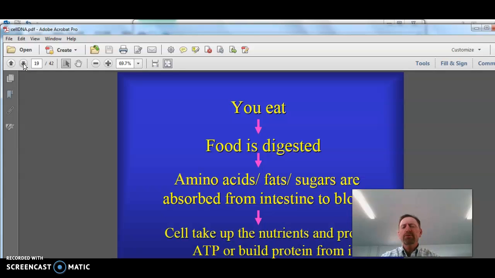Just to break down, some of you like to see it. We eat, we digest, we get amino acids, fats, sugars, and we absorb them into the bloodstream. Obviously, the amino acids we're going to use in protein synthesis. Obviously, the fats and sugars are going to be broken down into simple sugars like glucose, and they will go into that energy-making machine and building ATPs.